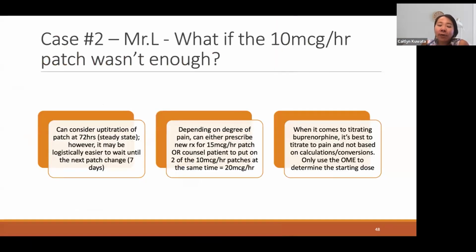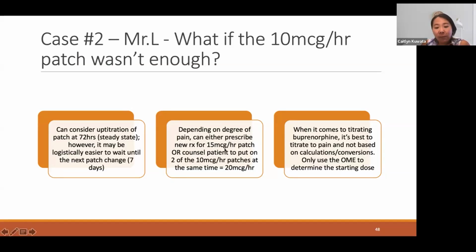So what if the 10 microgram per hour patch wasn't enough? You're troubleshooting it, and how do you think about what to do next? So after 72 hours, when you've reached steady state, you can consider going up on the dose. However, that can sometimes be confusing, and it may be hard for you to be talking to a patient so quickly after the visit. And so logistically, I found that it's a lot easier to make these changes at the 7-day mark when they're going to change the patch anyway. So that's the first thing to think about: maybe make your changes when they're going to change the patch at the 7-day mark.